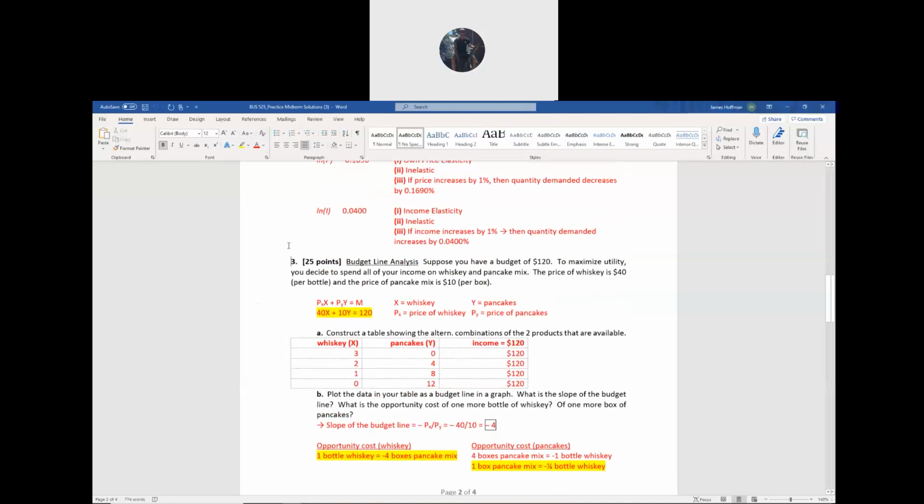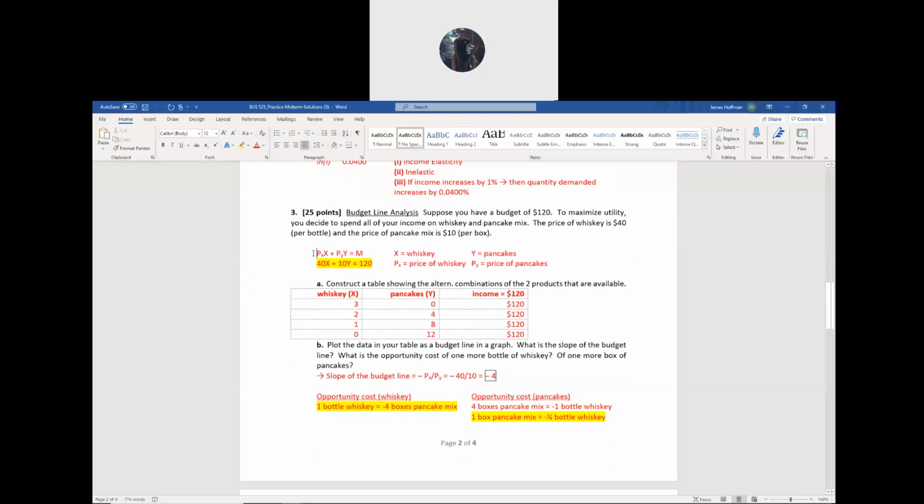All right, and then number 3, we've got a budget line analysis question. So let's suppose you have a budget of 120, and to maximize utility, you decide to spend all of your income on whiskey and pancake mix, all right? And the price of whiskey is $40 per bottle, and the price of pancake mix is $10 per box. And so remember, here's the general form. So this one should be very similar to the chapter 4 homework, which you're turning in by today.